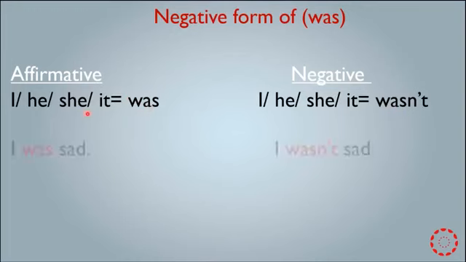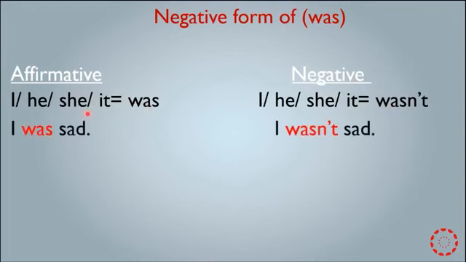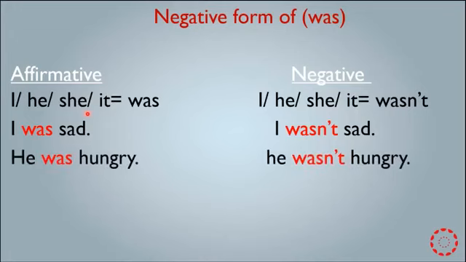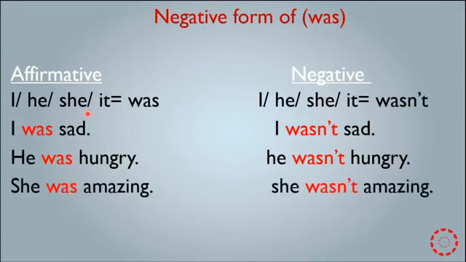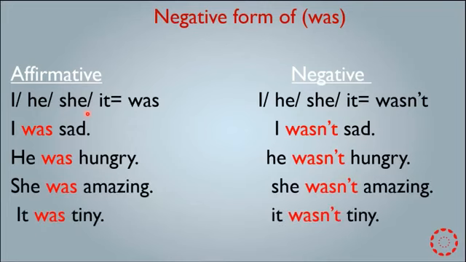I was sad. I wasn't sad. He was hungry. He wasn't hungry. She was amazing. She wasn't amazing. It was tiny. It wasn't tiny. So you see, we use was in affirmative form, wasn't in negative form. Negative generally means not doing or not having this kind of feelings.